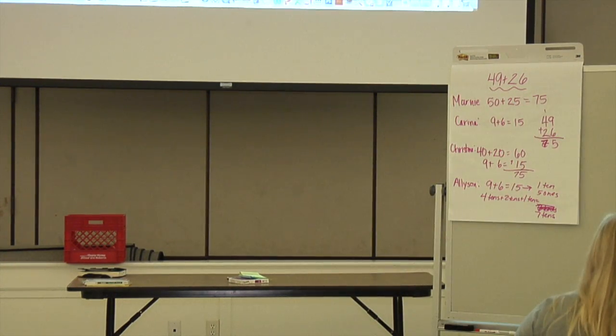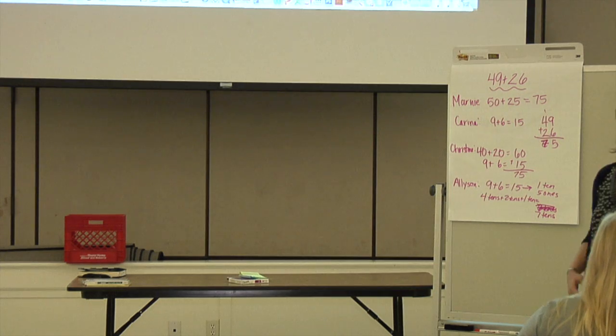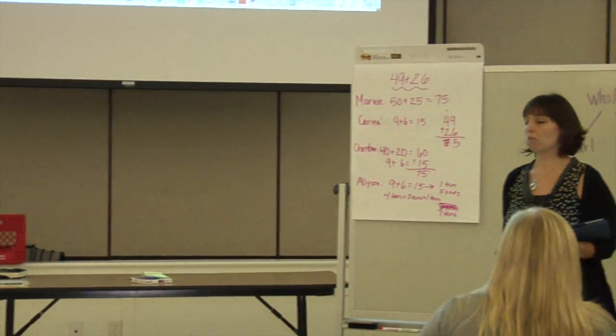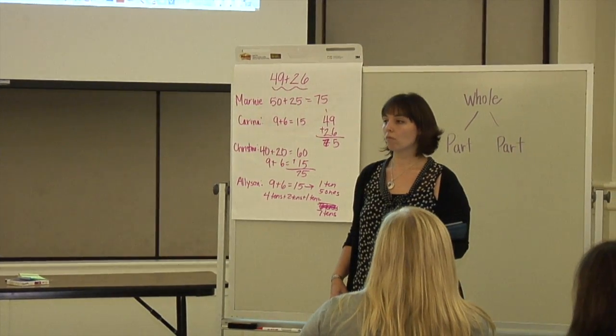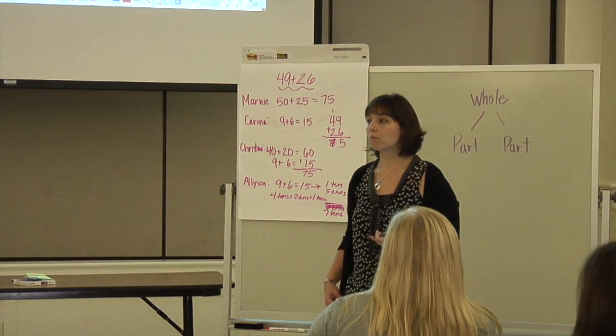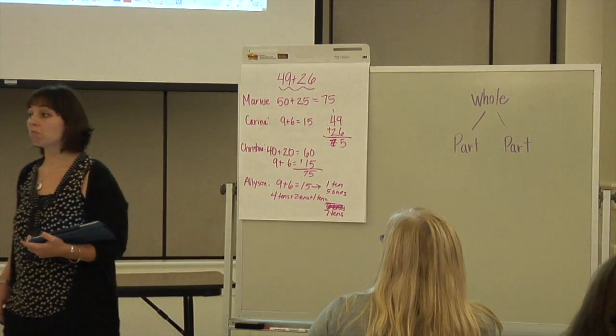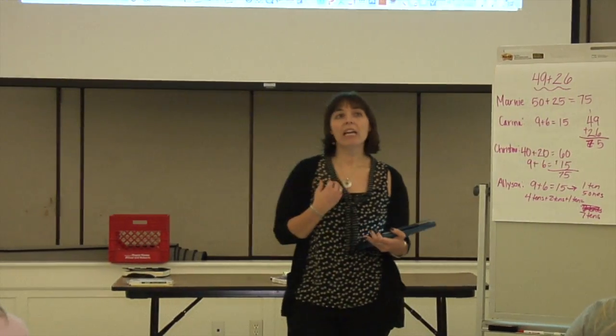Okay, and then the related question is, let's just say that was your math problem, and your instructions say, solve this equation using 3 different approaches. And one kid does Marnie, one does Carrie, one does Christine's, and then the other kid goes the other way. Is that okay? Yeah. That shows you the range of understanding and the different approaches, and you don't care what those 3 approaches are.